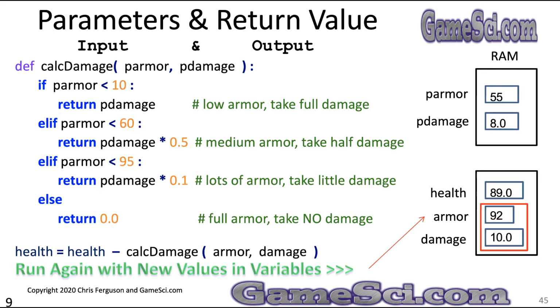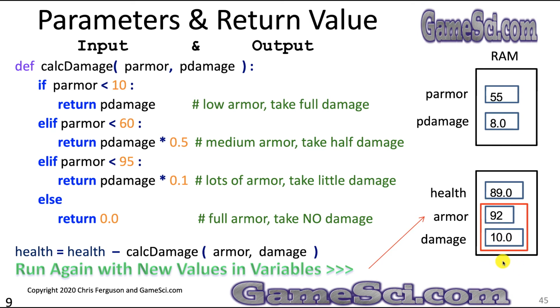Let's do it again to show you how it calculates different damage based on different armor. Run again with new values in the variables. We'll now have an armor value of 92. Apparently, we've picked up more armor along the way, so we should be better protected against damage. We have a current damage assessment of 10. This 10.0 in damage is the strength of the shot that the player has taken. This is the full subtraction to the health value if we had no armor.